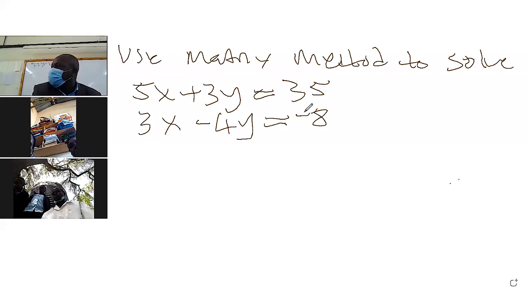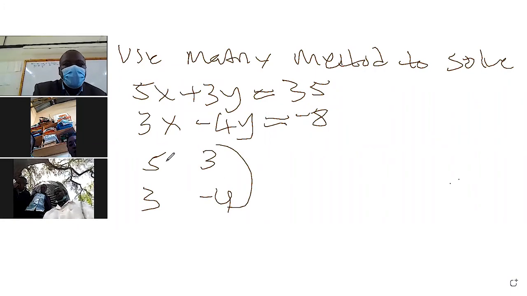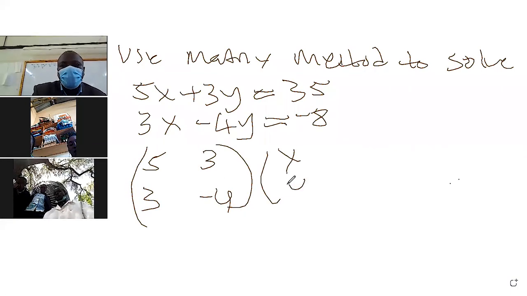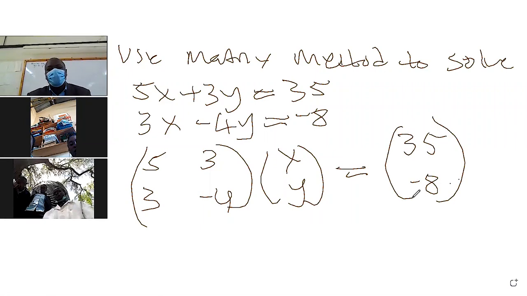Using the matrix, first you write it in matrix form. So 5, 3, 3, -4, multiplied by x, y as a matrix is supposed to give us 35, -8 as a matrix. That's what you're going to have.